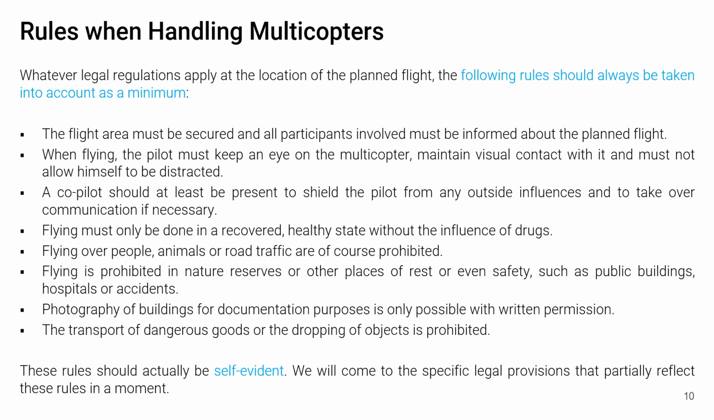Flying must only be done in a recovered, healthy state without the influence of drugs. Flying over people, animals, or road traffic is of course prohibited. Flying is prohibited in nature reserves or other places of rest or even safety, such as public buildings, hospitals, or accident sites. Photography of buildings for documentation purposes is only possible with written permission. The transport of dangerous goods or the dropping of objects is prohibited. These rules should actually be self-evident. We will come to the specific legal provisions that partially reflect these rules in a moment.